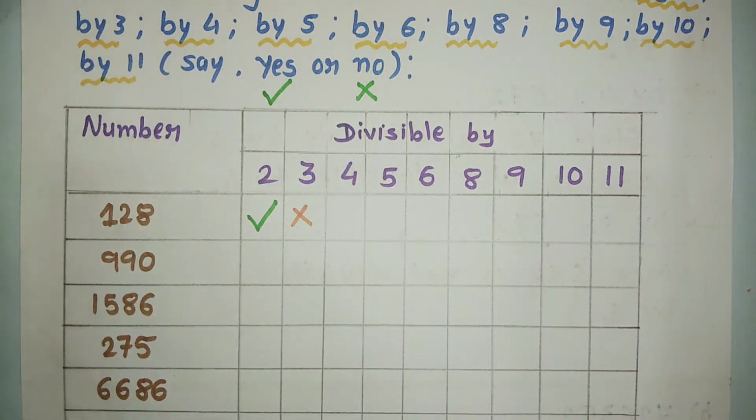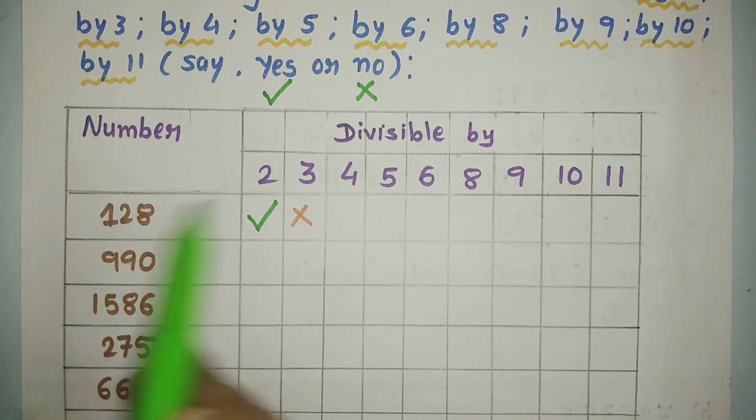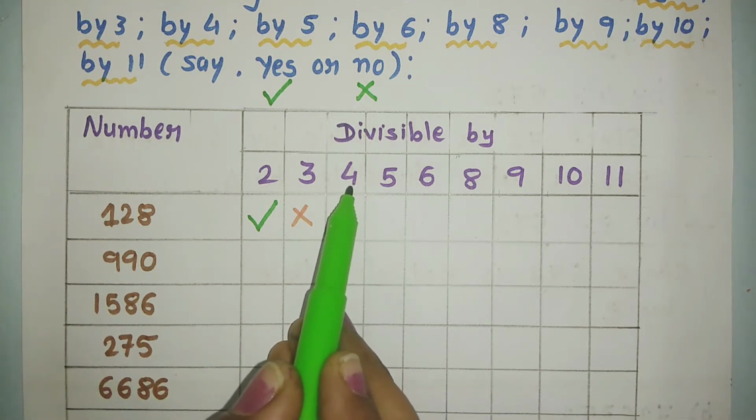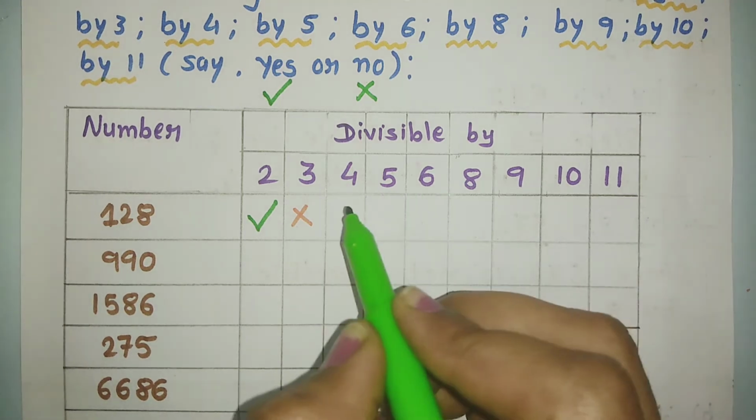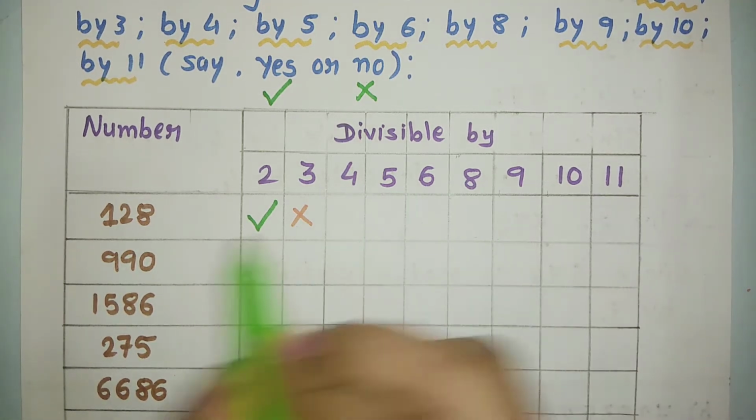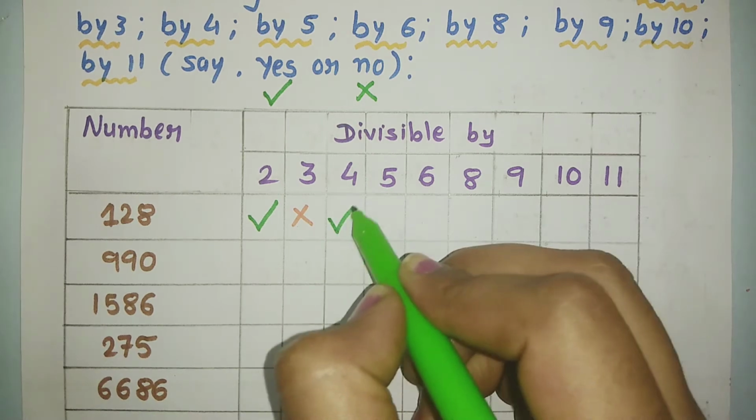Fourth one. What is the rule for 4? The last 2 digits should be divisible by 4. Last 2 digits means this 28 should be divisible by 4. 4 sevens are 28. Yes, 28 comes in the table of 4. So this whole number is divisible by 4.